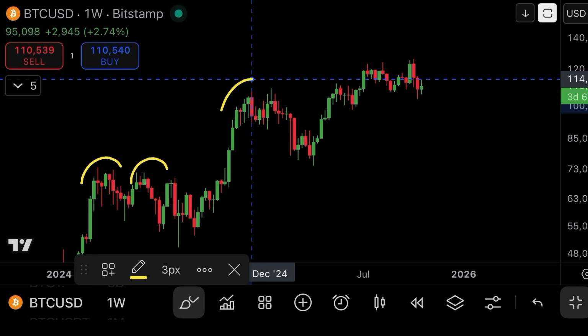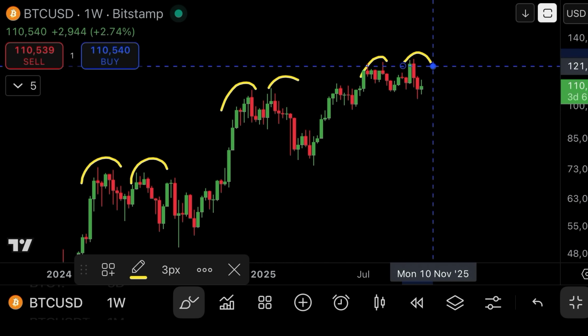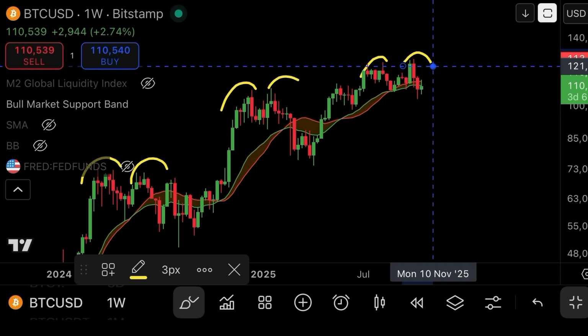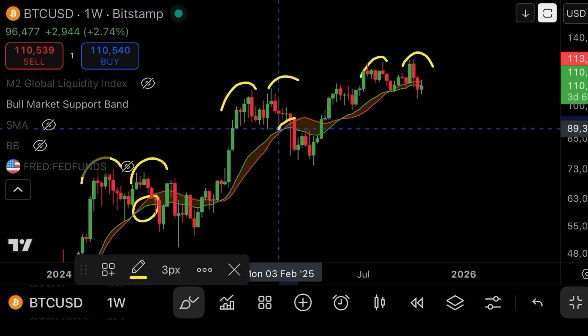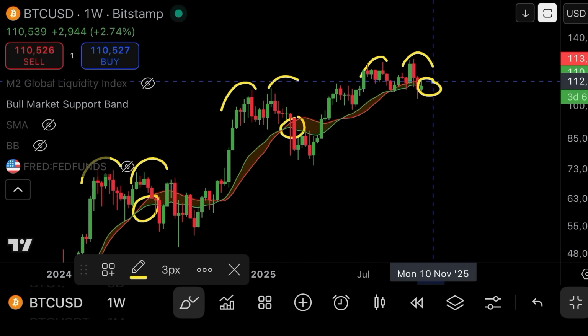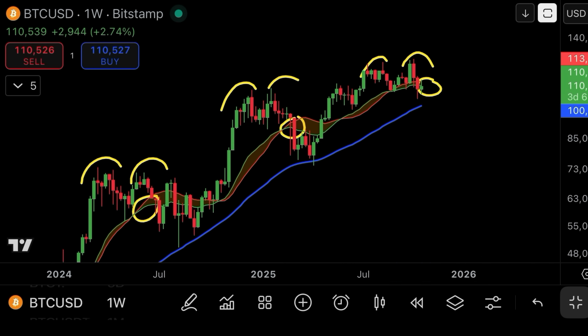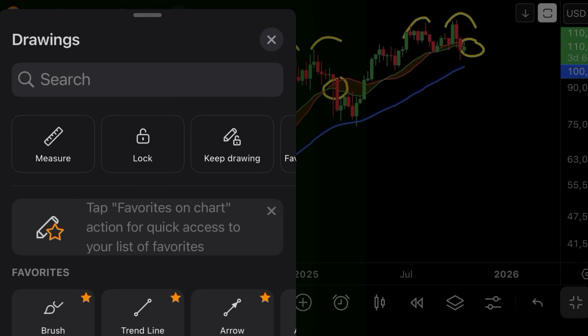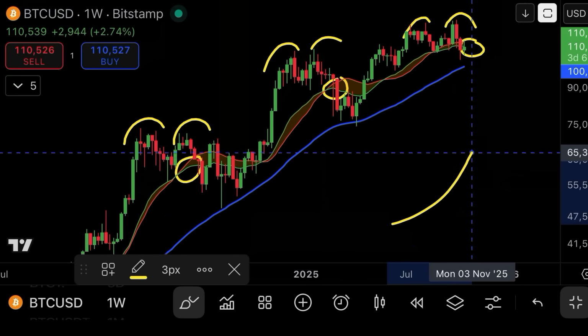Double top. Below the bull and bear market support band. 54 simple moving average. I think we're going to head to 100K. I think 100K is going to happen.